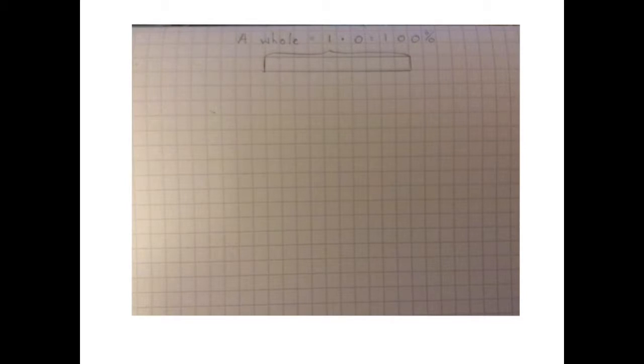Which we know by now is the equivalent of saying it is a whole. So this entire bar model here is a whole number. It could represent one whole, two wholes, three wholes. It represents a whole number. It could also represent 1.0 in this case.